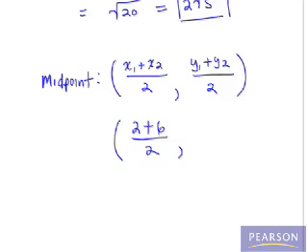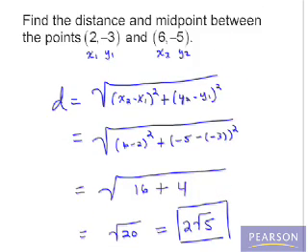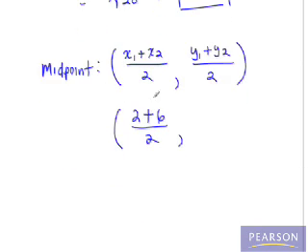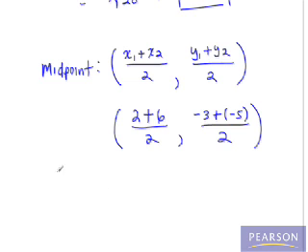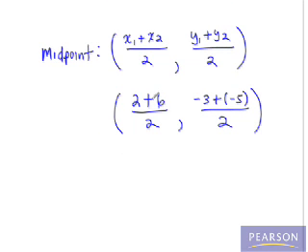So we'll add those together, 2 plus 6, cut that in half. And then we'll also add our 2 y coordinates together. They were -3 and -5. So we'll take -3 plus -5, add them together, cut that in half, and it looks like our midpoint will be 8/2, which is 4. -3 plus -5 is -8. -8 divided by 2 is -4.